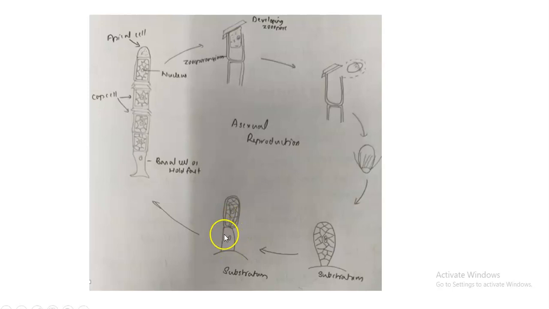So that particular tip is converted to a holdfast, and the upper region, the region above the hyaline region, will divide to form a new filament, and it will form like this. This is all about the asexual reproduction in Oedogonium.